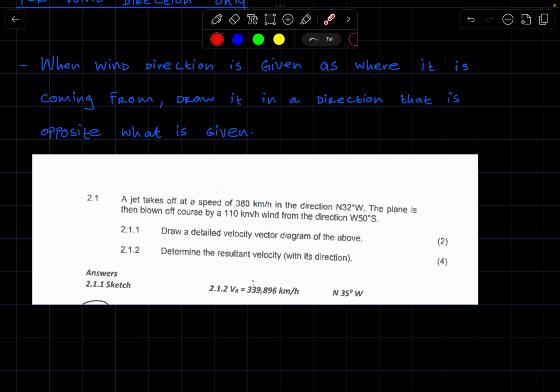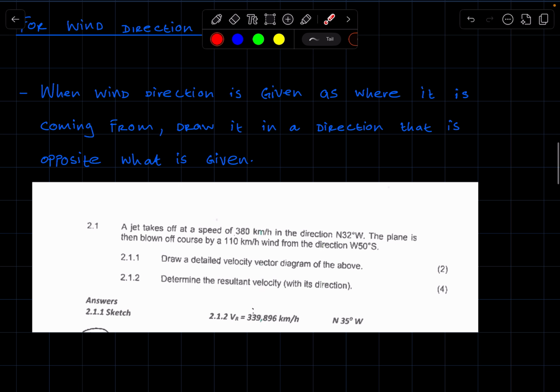Now, the problem statement reads as follows. A jet takes off at a speed of 380 kilometers per hour in the direction north, 32 degrees west. The plane is then blown off course by a 110 kilometers per hour wind from the direction west, 50 degrees south. Now, if you look at this wind vector, the direction is given from the perspective of where the wind is coming from.